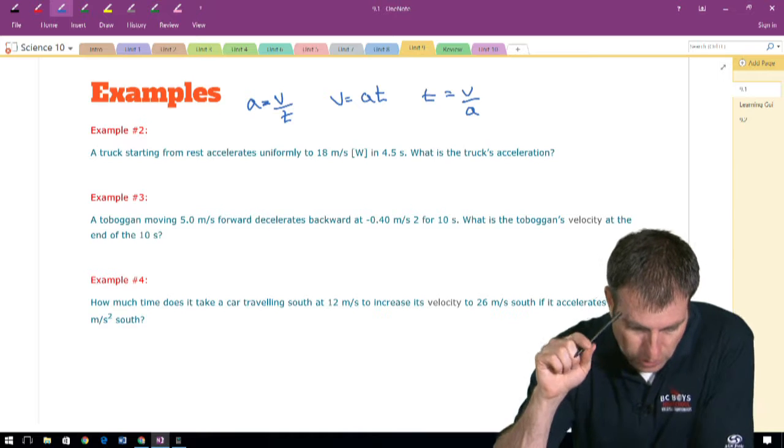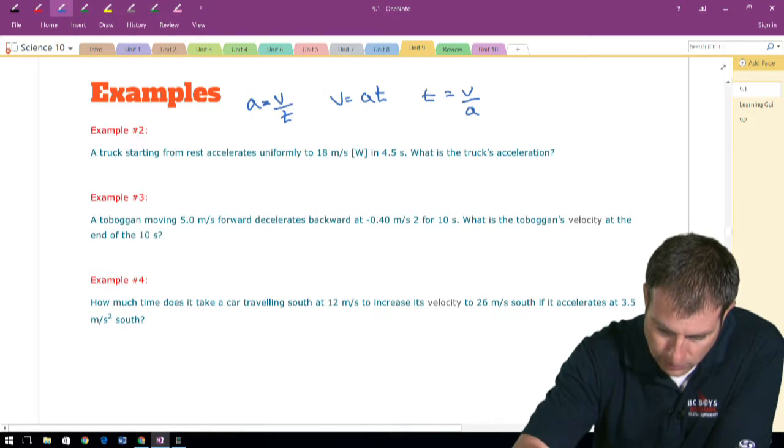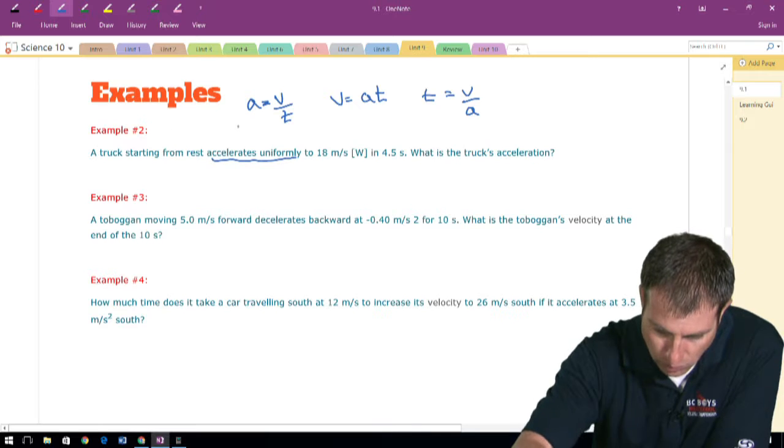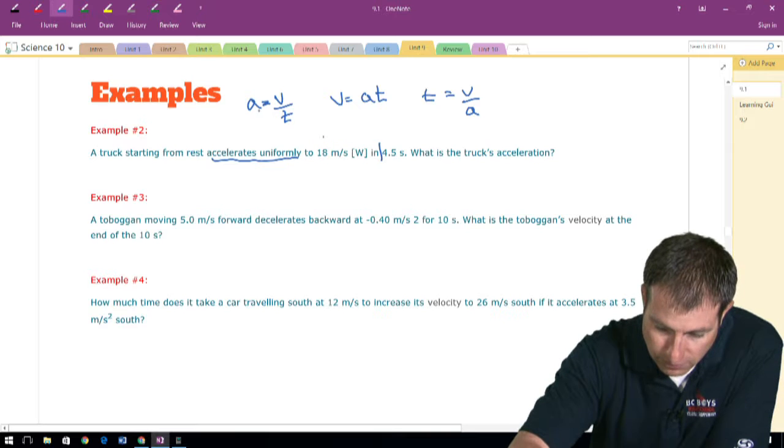So the truck starting from rest, we have an acceleration. It says accelerates uniformly. And then 18 meters per second. Because this is not seconds squared, if you were just looking at units, this is actually a final velocity here. And then we have a time here at 4.5, and then it asks for the acceleration. So what is the acceleration?